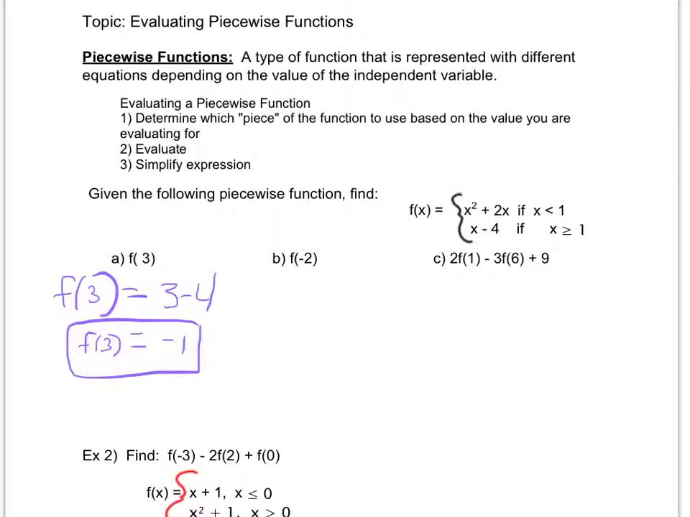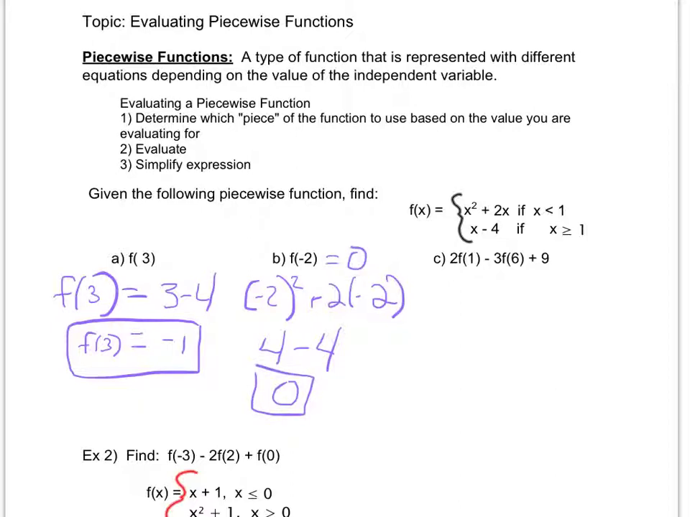Doing the same thing for f of negative 2. First thing I do is choose which piece I want. If I have an x value of negative 2, that means it's less than 1, so I'm going to choose the top piece. I'm going to ignore the bottom, and every time I see an x, I'm going to plug negative 2 in, giving me negative 2 squared plus 2 times negative 2. Negative 2 squared is 4. Positive 2 times negative 2 is minus 4, which gives me an answer of 0. So f of negative 2 equals 0.